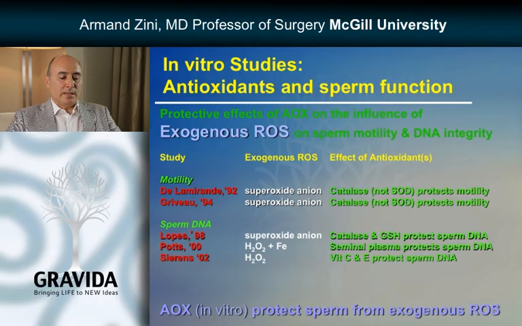So what is the role of antioxidant in the context of in vitro settings? How do these antioxidants work specifically in protecting spermatozoa from exogenous ROS? So there are a number of studies that have shown that if you incubate spermatozoa with an oxidative stress, superoxide anion or hydrogen peroxide, and then add an antioxidant, you can protect spermatozoa from the oxidative stress. So exogenous ROS would benefit from antioxidant supplementation.